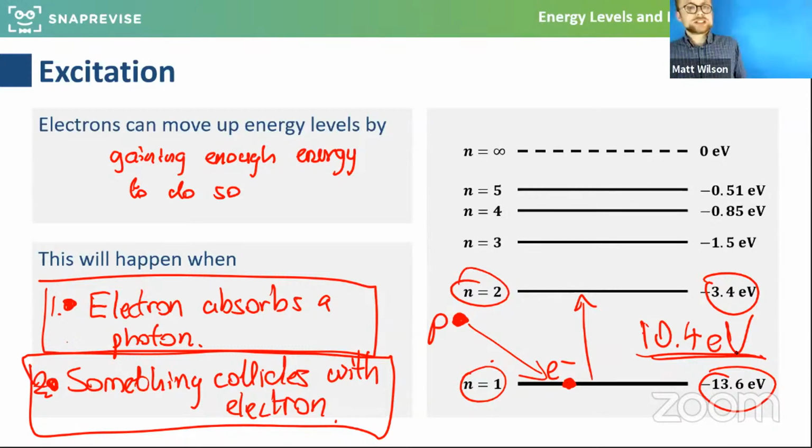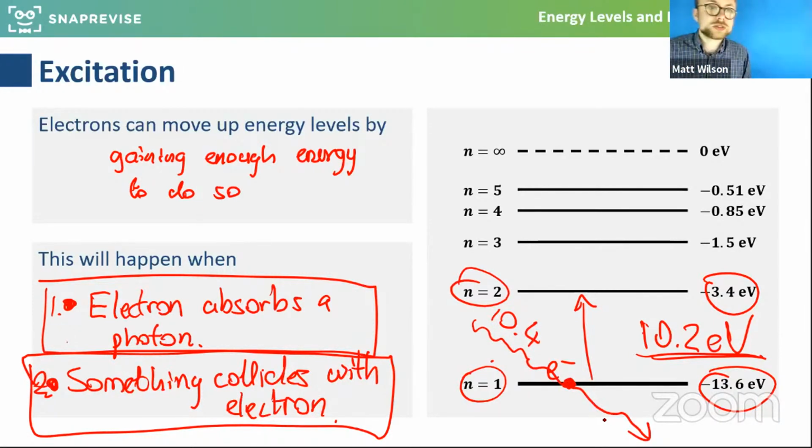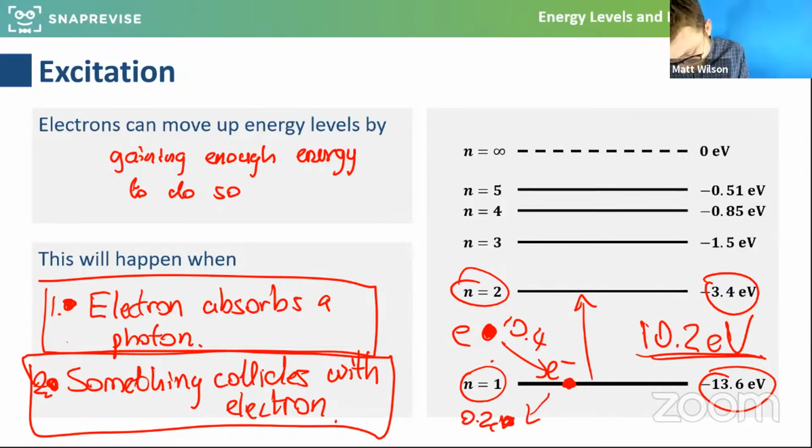So what happens to the spare energy? Exactly. So with a photon, if I have a photon here and it has 10.4 electron volts, when the gap is 10.2, the photon just won't get absorbed. It will just go through. However, if I have a particle, like for example, another electron that's flying through and it bumps into the electron and it originally had 10.4, then it can give this electron 10.2 and it'll just bounce off with the remaining 0.2 electron volts.